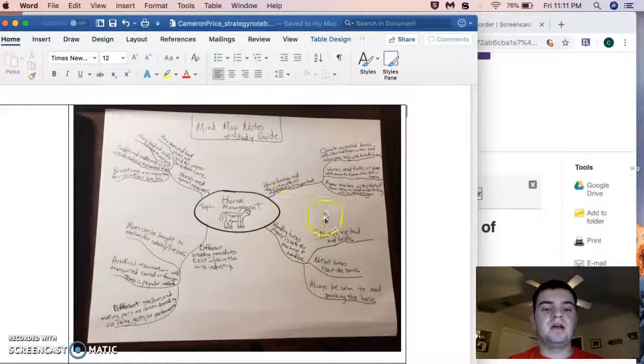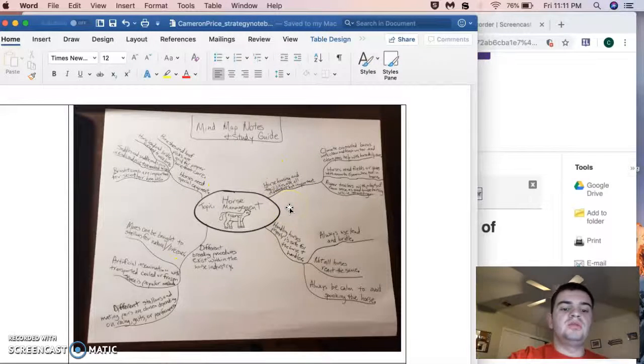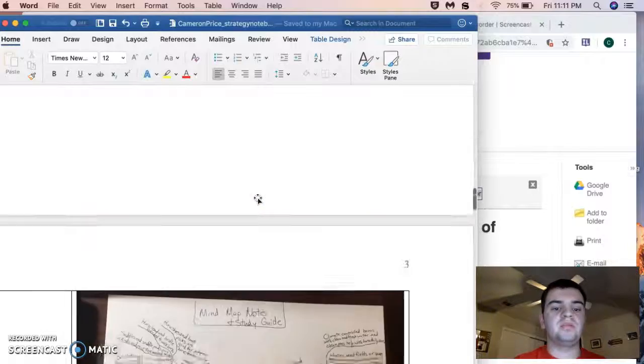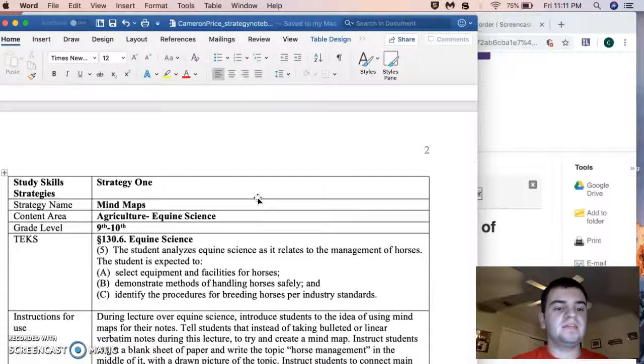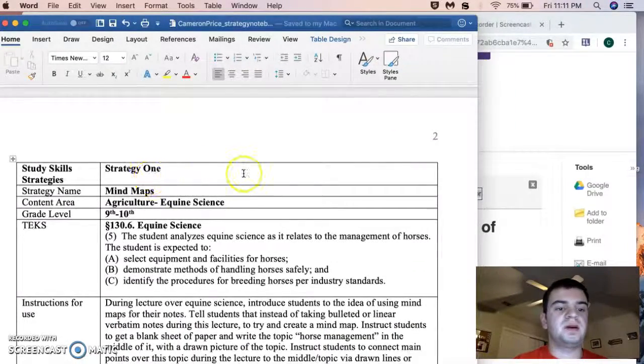And like I said, they do this actual mind map during the note taking, and then they use it as their own personal study guide. Then if they want to quiz or review themselves just by themselves, they can flip that paper over and try to mimic or draw that mind map again, just for a good review. Once again, that's the mind map strategy, strategy 1 for my study skill notebook, and I used it for the equine science area for 9th and 10th graders. Thanks.